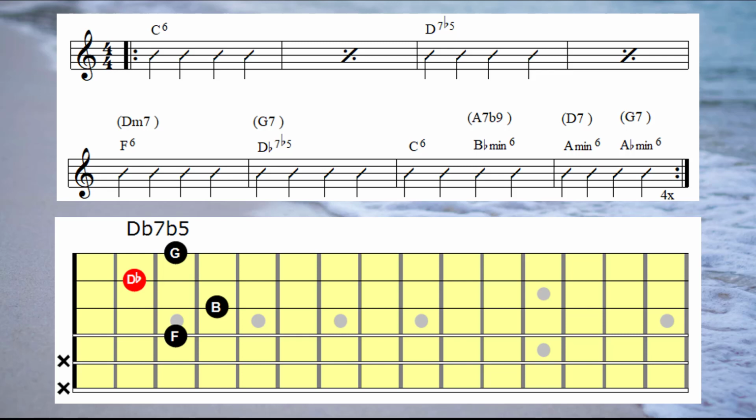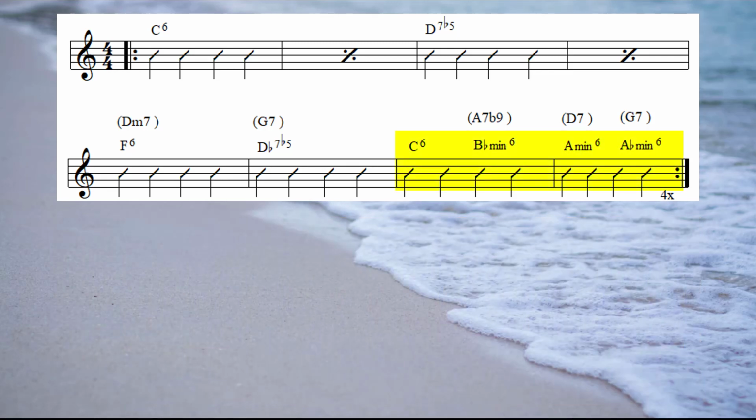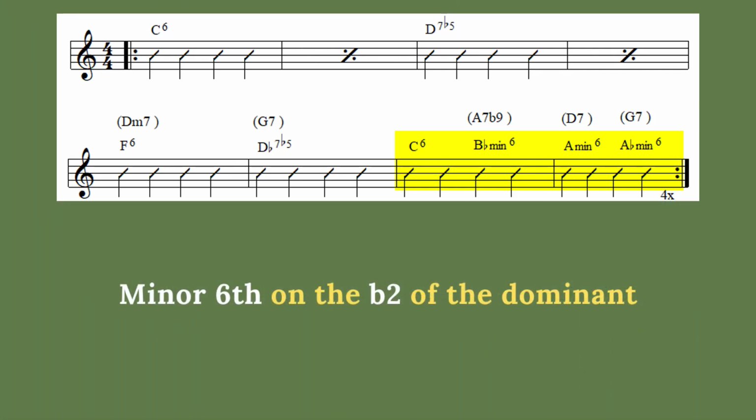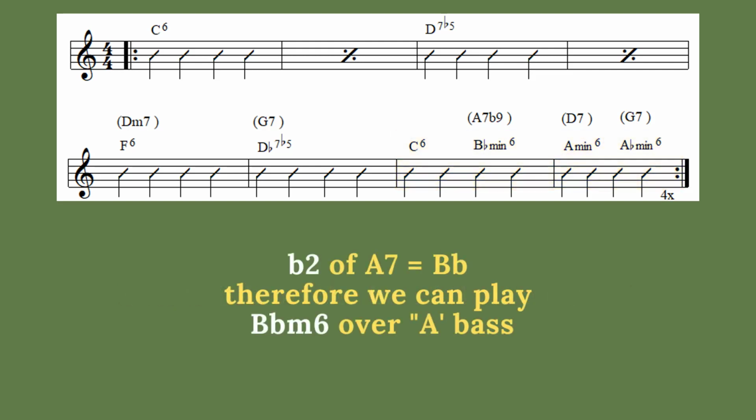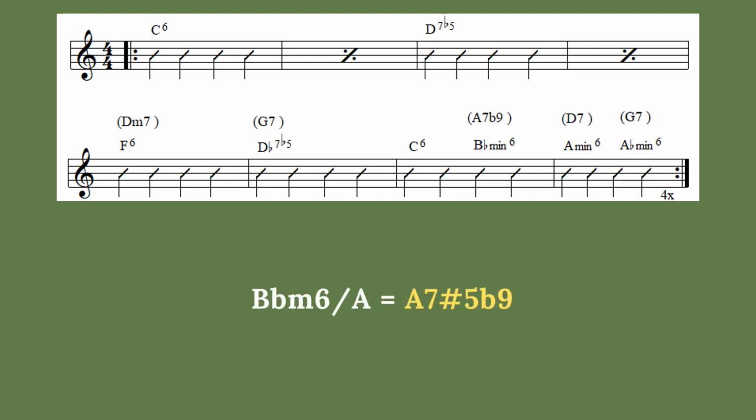The next changes we've made are in the turnaround bars, bars 7 and 8. And this is where we're going to apply a concept that we touched on earlier in the series, where we're playing the minor sixth on the flat 2 of the dominant. So if we have a look at the A7 chord, the flattened second would be B flat, and therefore we can play a B flat minor sixth. And when we do that, it creates an A7th altered chord.